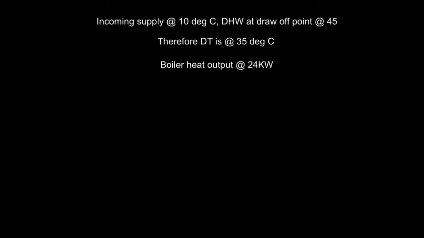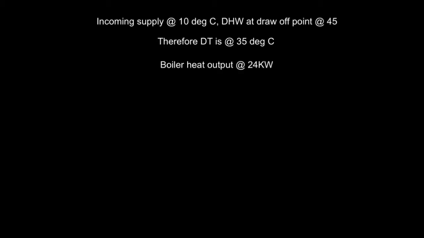So here are the parameters given in this particular practical example. We are going to assume 10 degrees C as our incoming cold supply. We want to achieve 45 degrees at the draw-off point, effectively giving us a temperature rise of 35 degrees. We're also going to assume the power rating of the boiler to be 24 kilowatts.